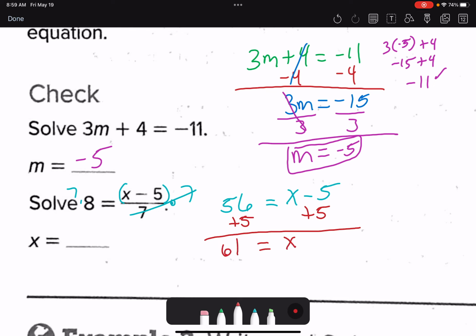So x equals 61. And we could go ahead and check our work if we need to. 61 minus 5 is 56. And 56 divided by 7 is, in fact, 8. I am correct. So x is 61.